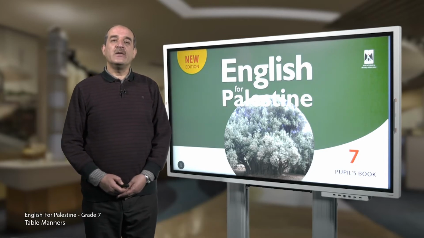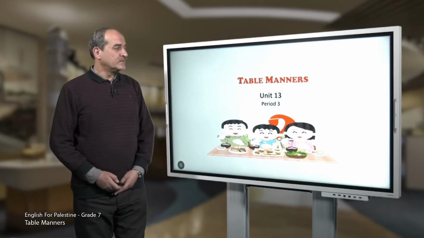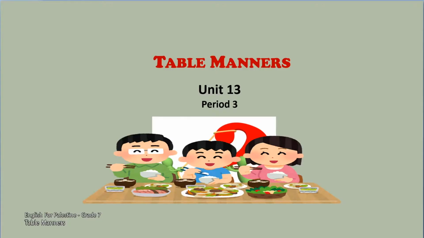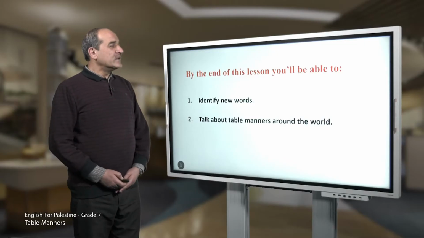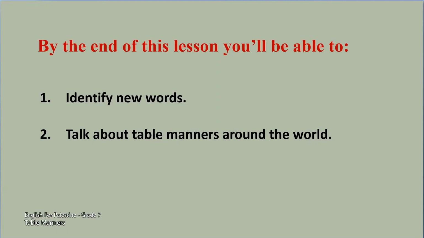English for Palestine, grade 7. Let's have a look at the title. Table Manners, Unit 13, Period 3. By the end of this lesson, you'll be able to, number 1, identify new words. Number 2, talk about table manners around the world.